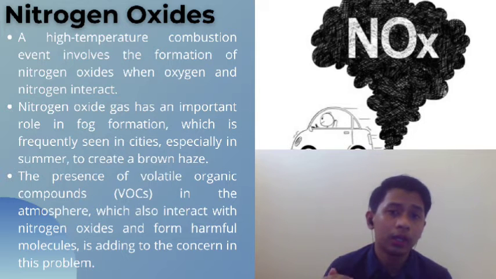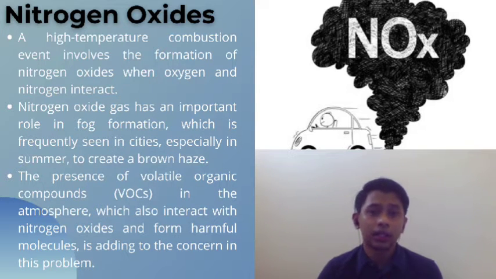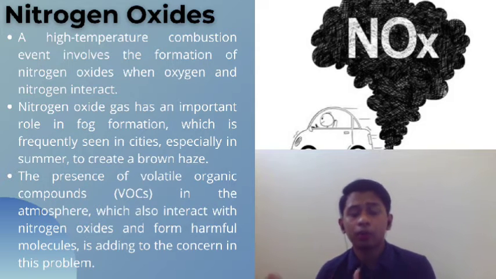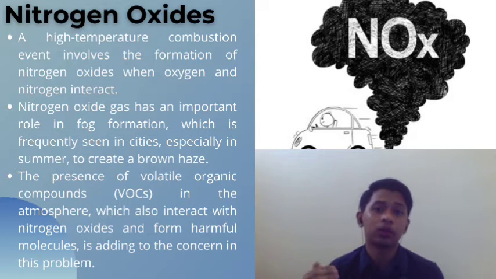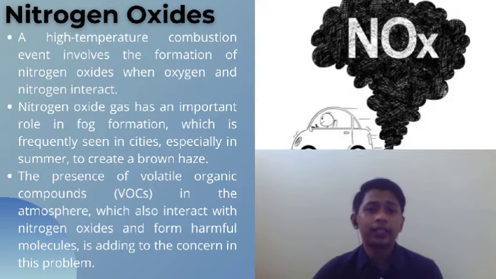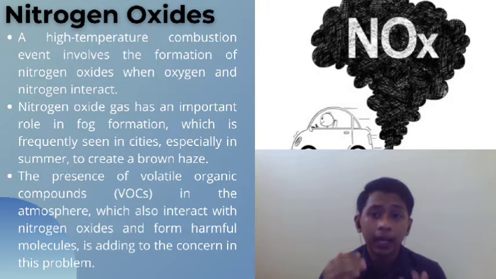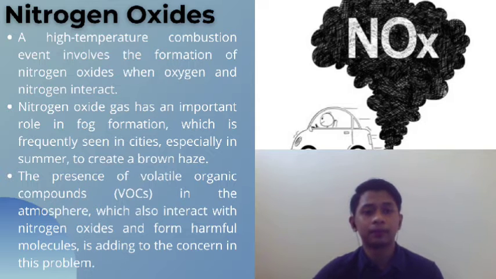If UV rays are exposed to the sun, the molecules of nitrogen oxide will break down and become ozone. The presence of organic compounds, which are VOCs, in the atmosphere will also interact with the nitrogen oxide and form harmful molecules, adding to the concern in this problem. Lower ozone is a serious pollutant, unlike the higher atmosphere protective ozone layer.